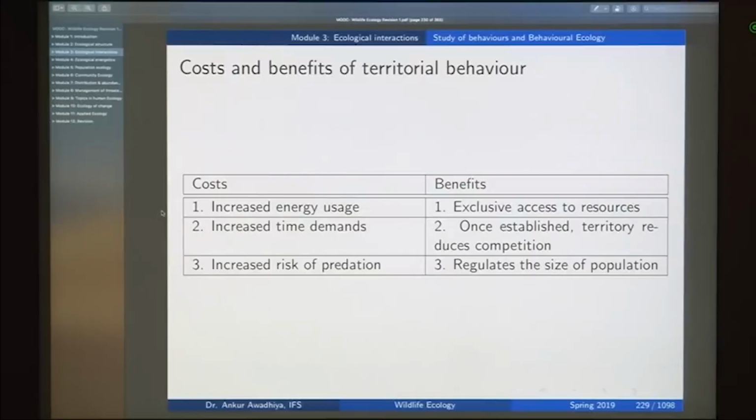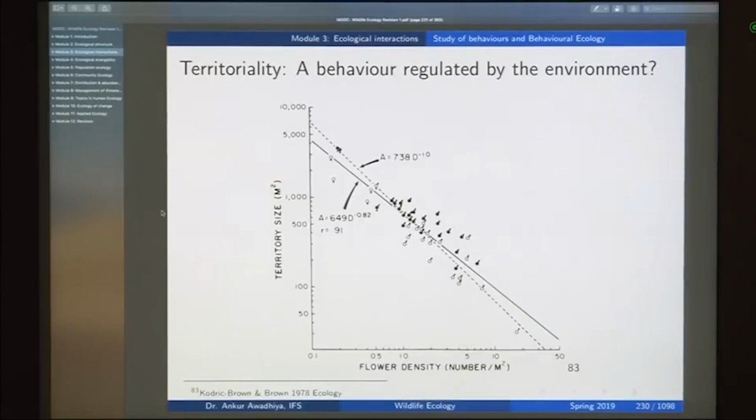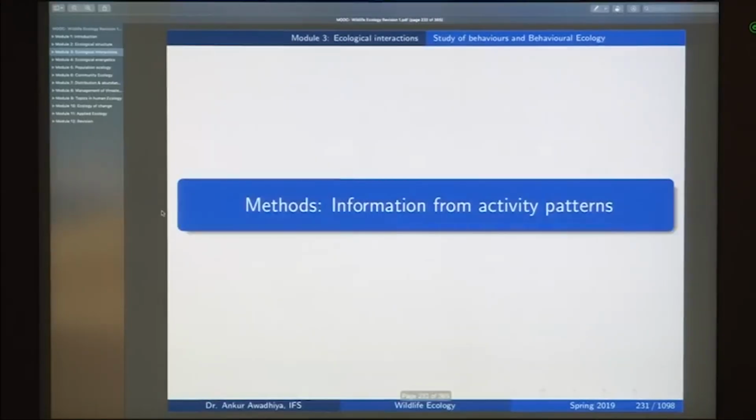Once it is established, then the territory actually reduces competition because the other animal stays away, and it also regulates the size of the population. Then we looked at whether this behavior is regulated by the environment or not, and we came to the conclusion that yes, it is regulated by the environment, because if you have more food, the territory size tends to decrease. And then we looked at how do we study these behaviors.